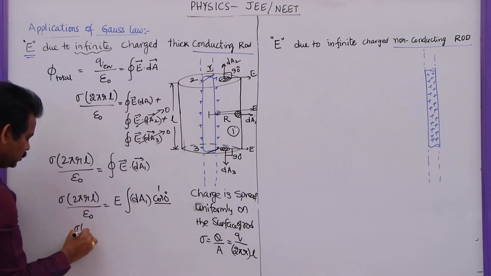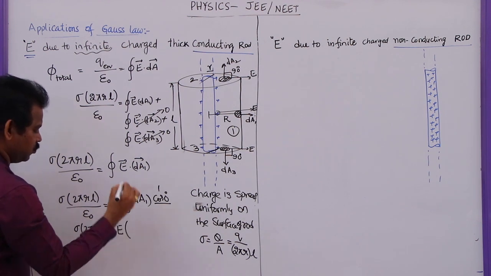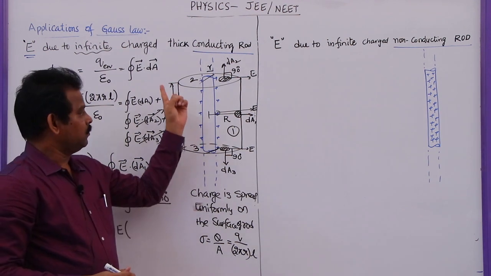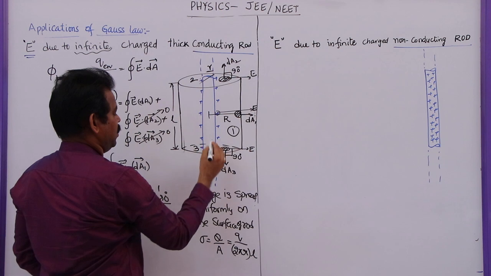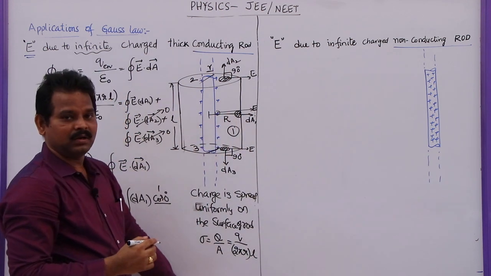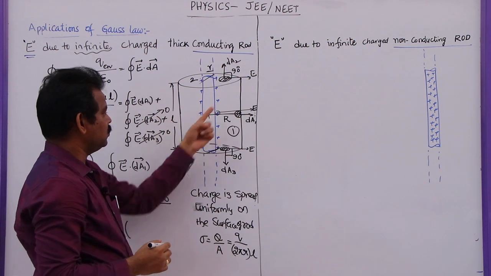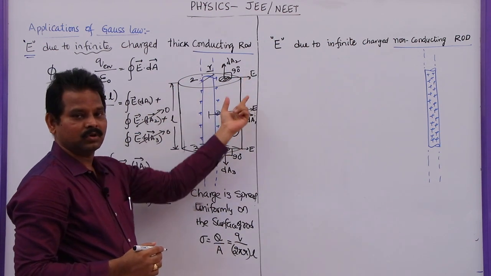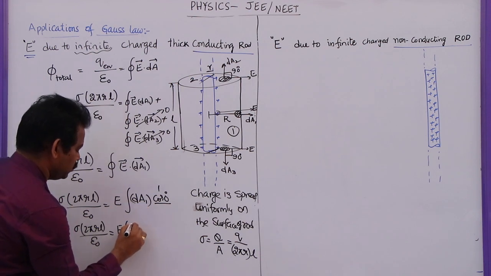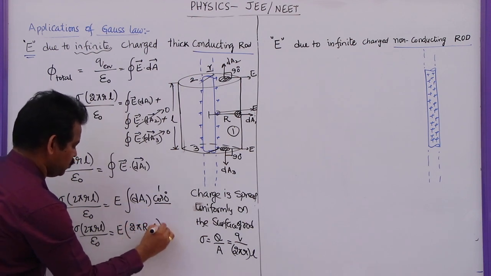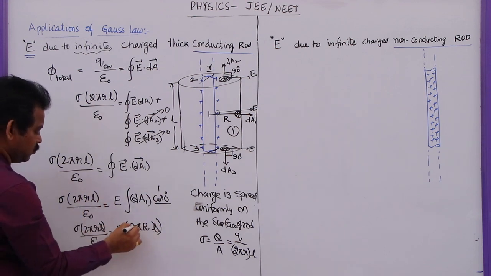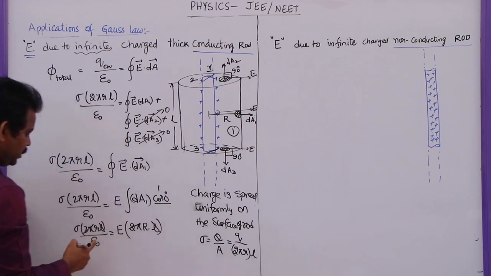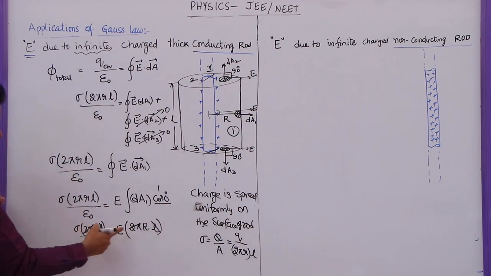So this will become sigma 2 pi RL by epsilon naught is equal to E into the surface area of this closed cylindrical Gaussian surface. The radius of this rod is smaller, whereas the radius of this cylindrical Gaussian surface is capital R, length L. So the total area of this closed Gaussian surface is given by 2 pi capital R into L. Now what can we cancel here? The length will be cancelled, and 2 pi gets cancelled. So finally the expression for E will be sigma small r by capital R.